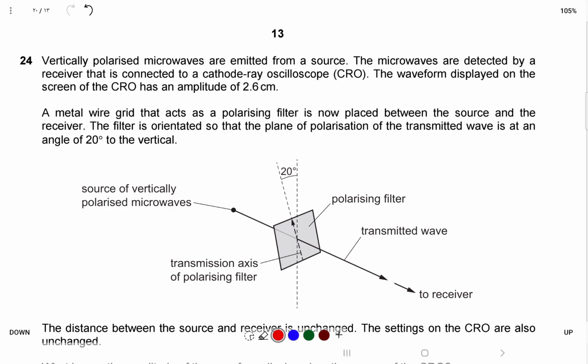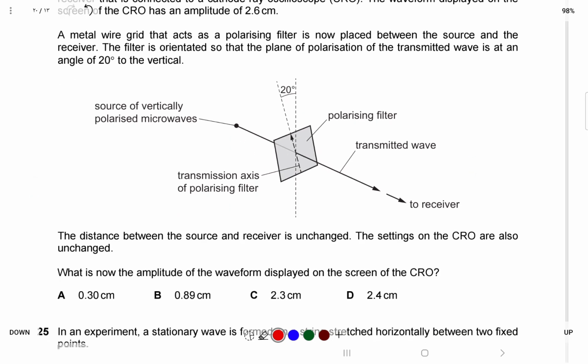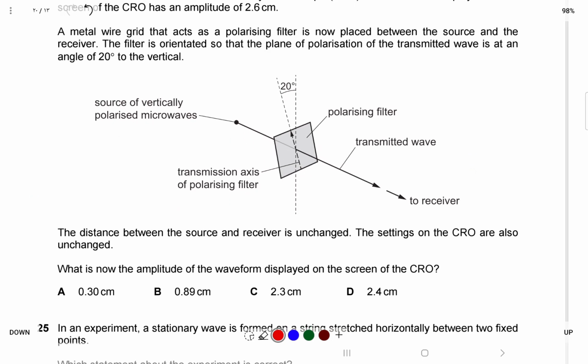A metal wire grid that acts as a polarizing filter is now placed between the source and the receiver. The filter is oriented so that the plane of polarization of the transmitted wave is at an angle of 20 degrees to the vertical. The distance between the source and the receiver is unchanged. The settings on the CRO are also unchanged. What is now the amplitude of the waveform displayed on the screen of the CRO?